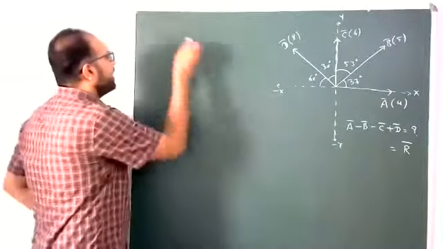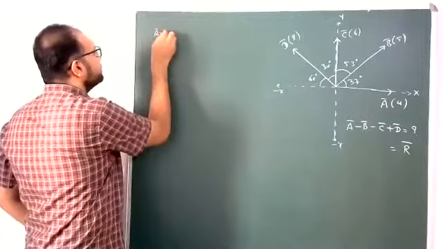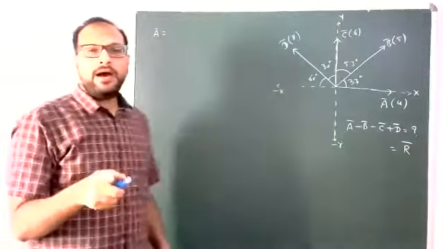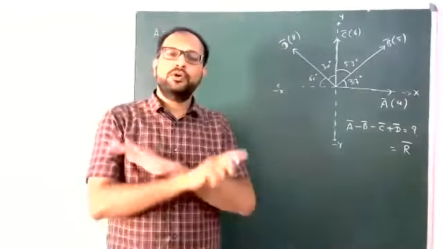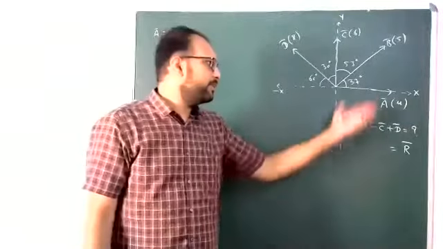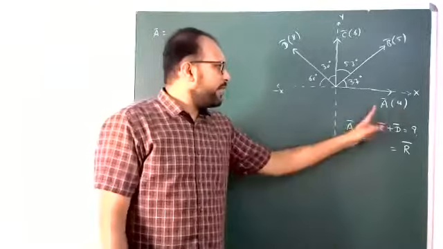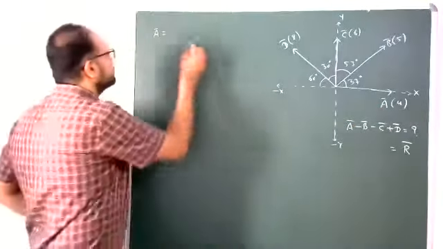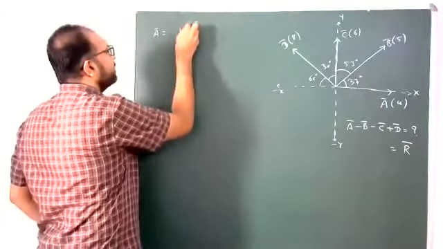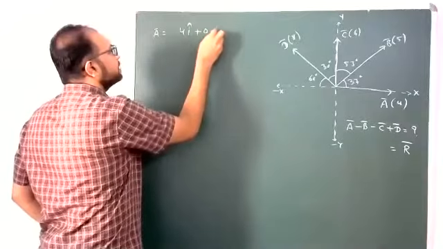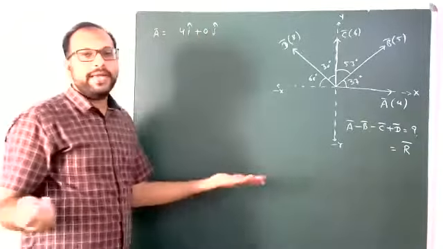Now A bar. Students, A bar has only an x component, no question of y. So that's why A bar is 4 i cap plus 0 j cap. No y component at all.